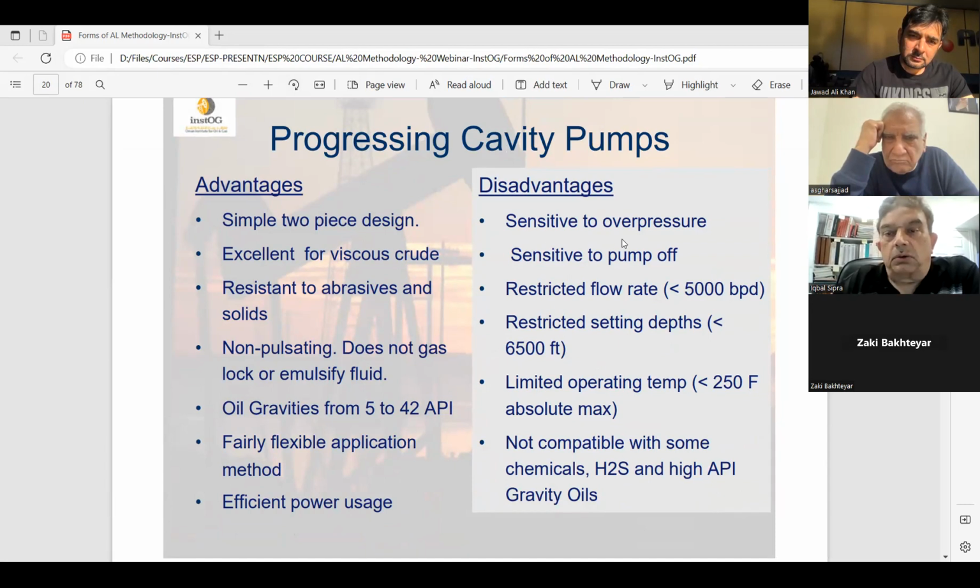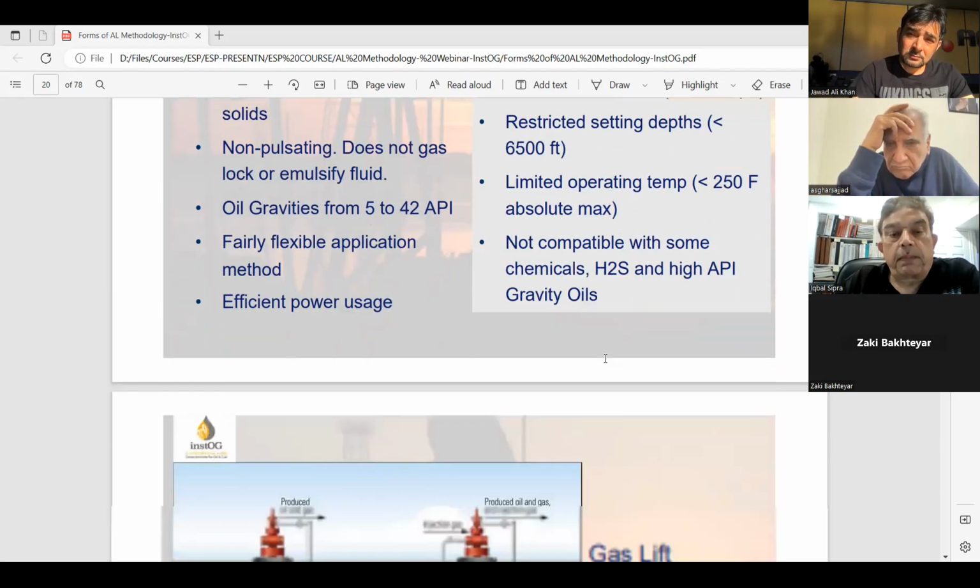Sensitive to overpressure, sensitive to pump off, restricted flow rate, less than 5,000 barrels, restricted setting depth, 6,500 feet, limited operating temperature, 250 degrees Fahrenheit, not compatible with certain chemicals, H2S, high aromatics, and API gravity.